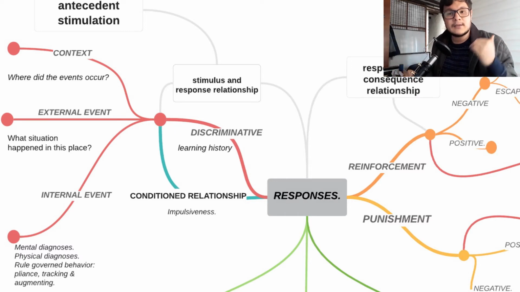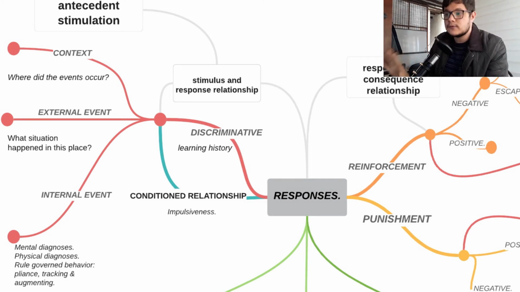Finally, internal events. For example, mental diagnosis, physical diagnosis, rule-governed behavior in function of playing, striking, or augmenting. Okay? And the second part of the functional analysis structure is about the stimulus and response relationship. The stimulus and response relationship has two important parts. First one, discriminated relationship, and second one, conditional relationship.